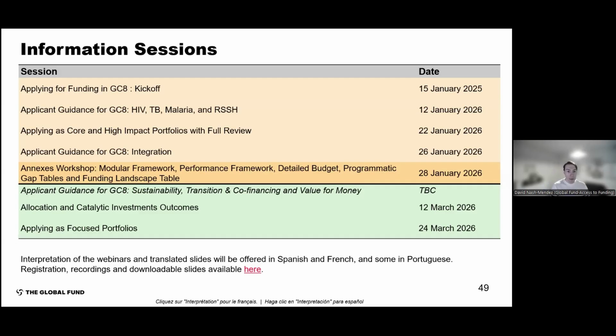There's also some upcoming sessions. Highly recommend you register for those and join us. I'm really looking forward to the one on sustainability, transition, co-financing, and value for money. Definitely encourage you to join for that as well.